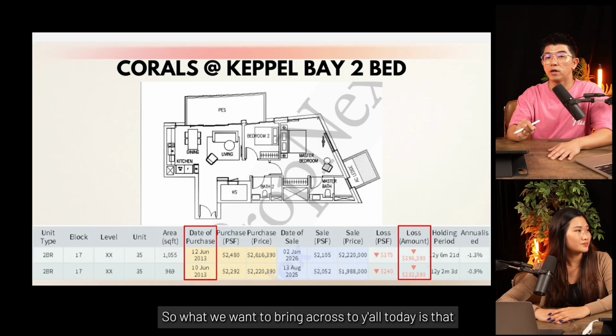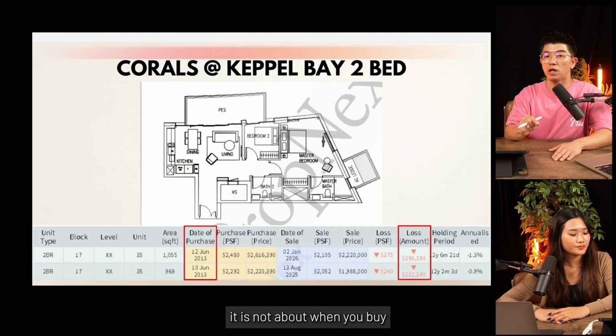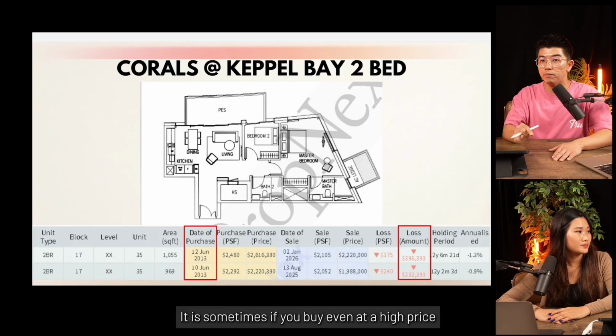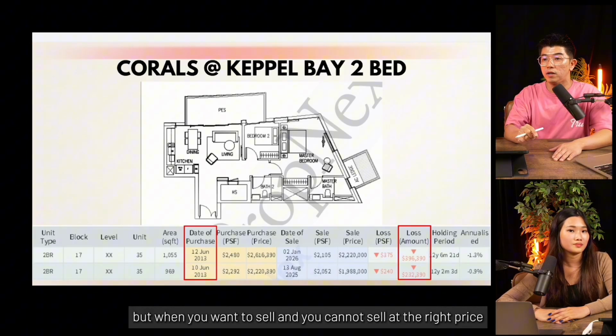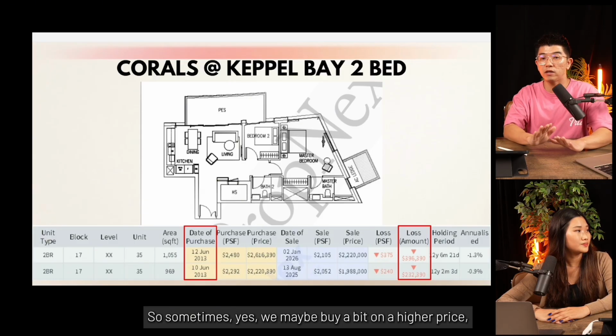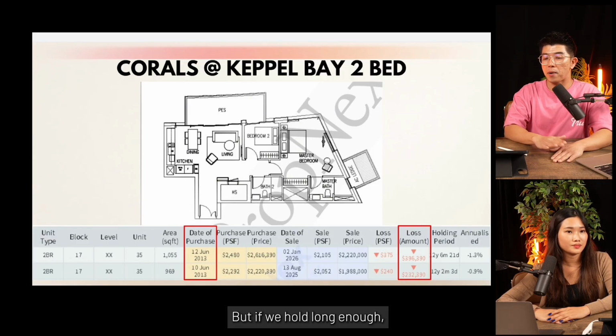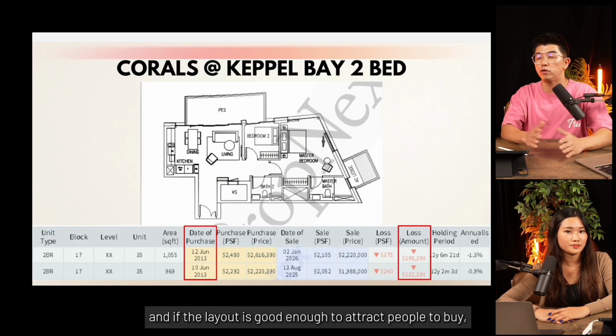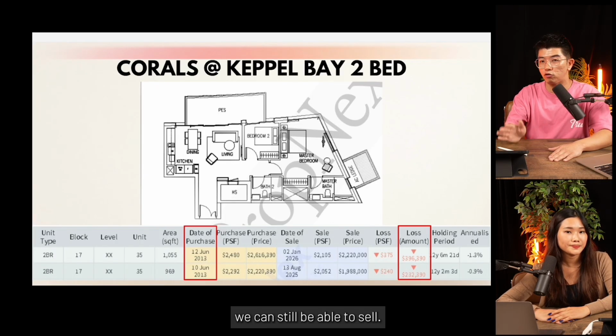So what we want to bring across to you all today is that it is not about when you buy. Sometimes you buy even at a high price, but when you want to sell, you cannot sell at the right price. So sometimes, yes, we may buy at a higher price, but if we hold long enough and the layout is good enough to attract people to buy, we can still be able to sell.